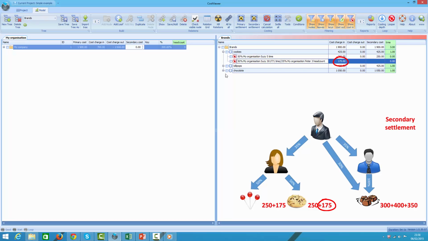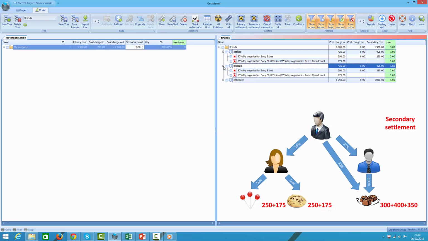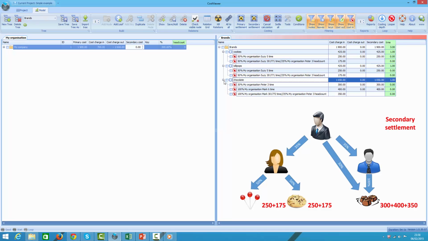Effectively, that item represents 17.5% of Peter's cost. And we have an identical situation in the lollipops brand. Now let's take a look at the chocolate brand. It consists of 3 line items.